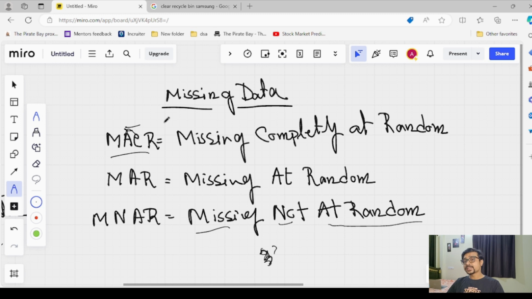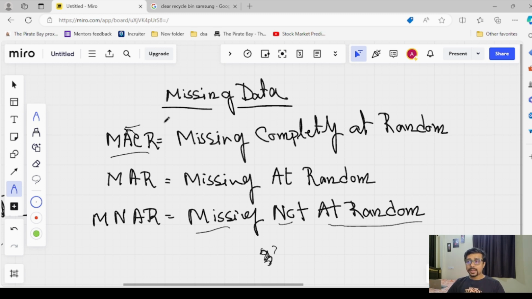Third one is MNAR, which stands for missing not at random. This is a very critical thing, because this is not a random miss of data. If I study properly, I can understand the user behavior from this missing data. Why did this data go missing? There is a certain reason that made this data go missing.